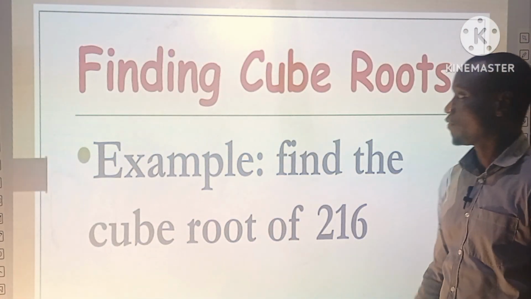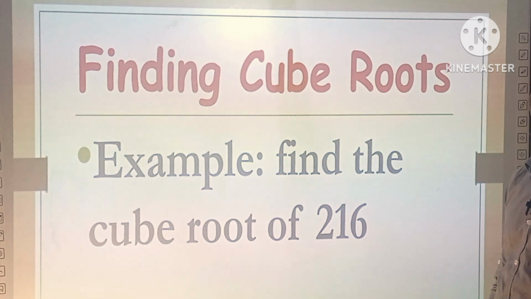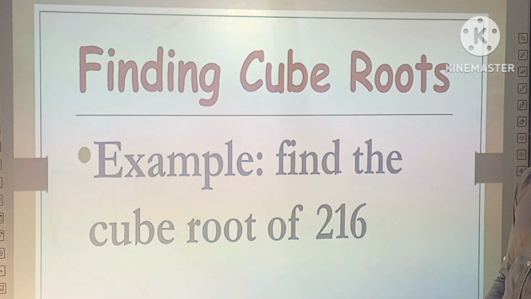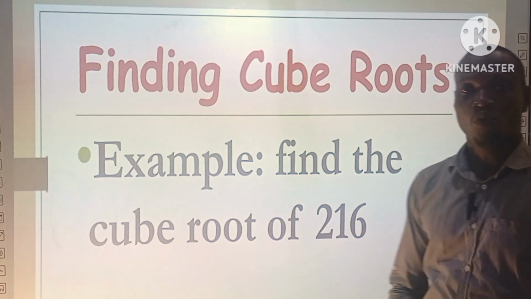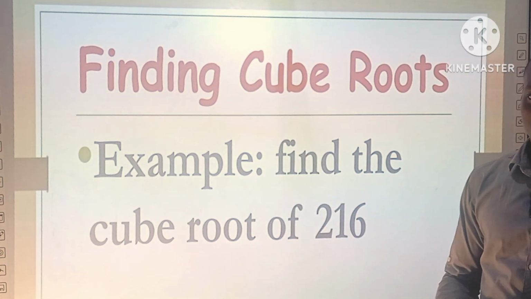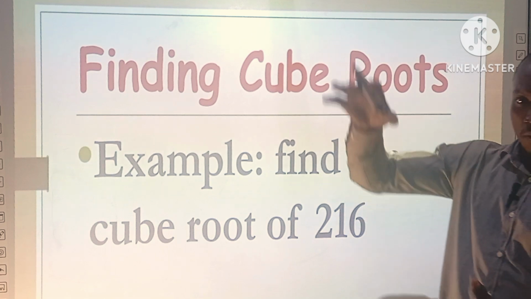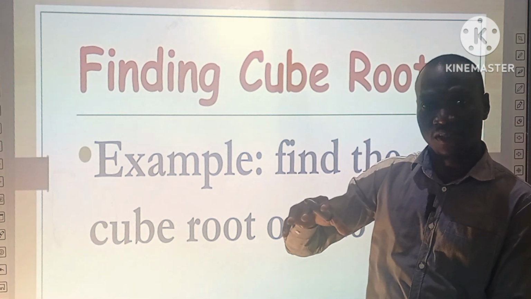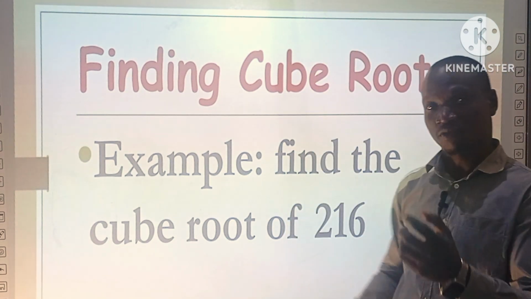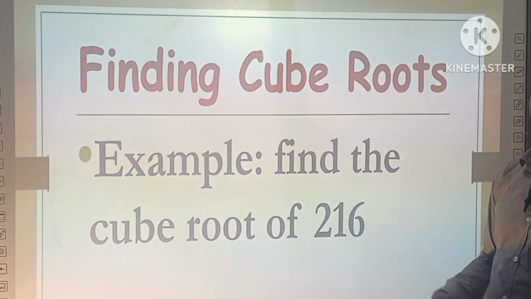And our second question, finding cube root. Find the cube root of 216. When looking for the cube root of 216, we have to break it down using prime numbers. That is dividing through using prime numbers. After dividing through using prime numbers, we group the prime numbers in groups of 3s and pick one out of the group of 3 and multiply them to get the what? The cube root of the particular number.